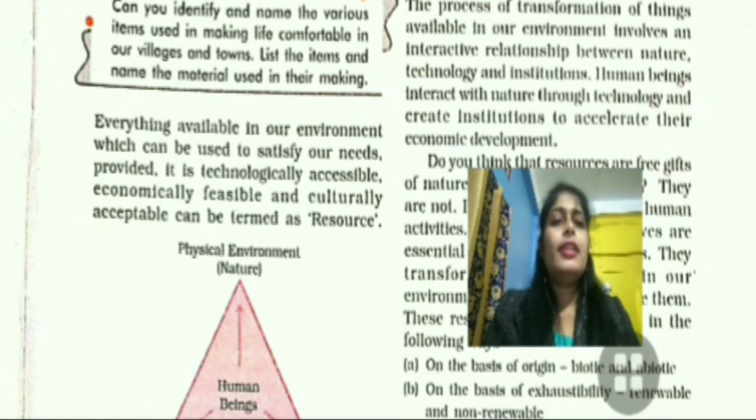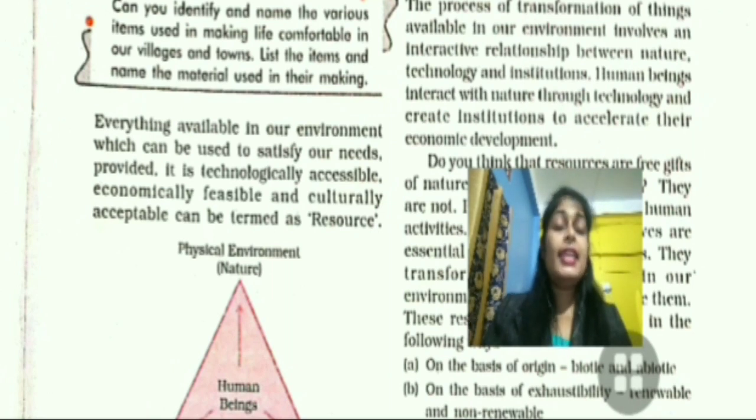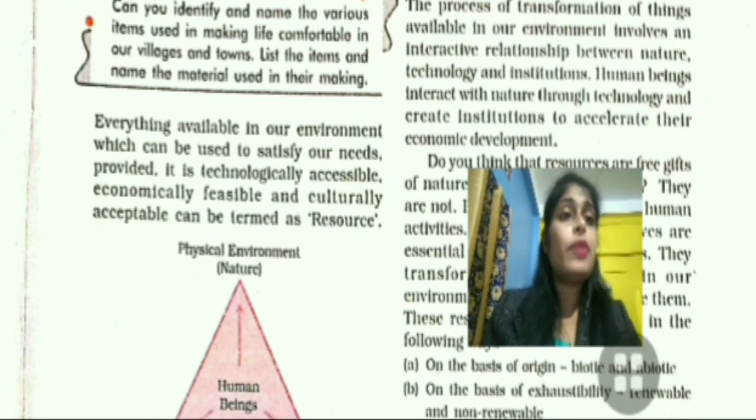So here it is given that everything available in our environment, which is generally available in nature, can be used to satisfy our needs. The naturally available things satisfy our needs, meaning when we are using things from nature, they must satisfy us. If not satisfied, then it is not termed as a resource. So this characteristic should be there, it should satisfy our needs.